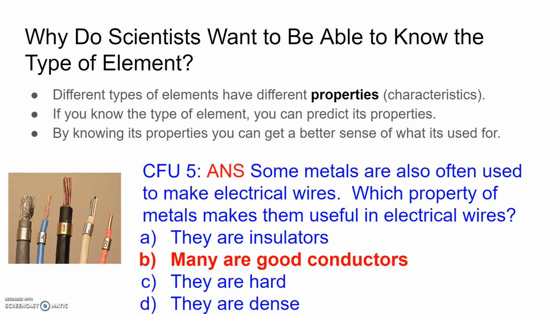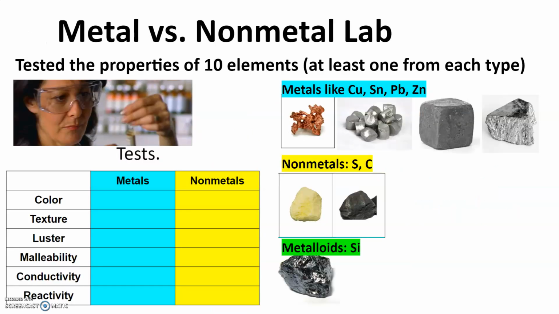Great, the answer is that many metals are good conductors. If they can conduct electricity, that's what makes them useful in electrical wires. Now, you may remember that we touched upon that in our metals versus nonmetals lab: the properties of metals, for example, that they're malleable, you can bend them, and that many of them conduct.